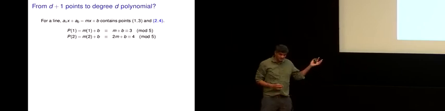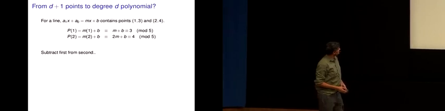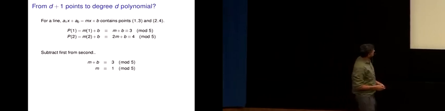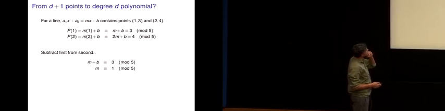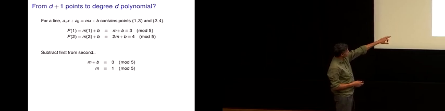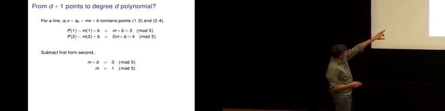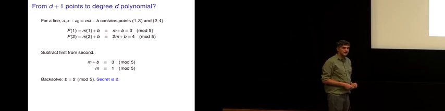Now, do you see how to solve for the m and b? It's a linear system. Yeah, we can do this. I guess we subtract the first from the second. Is that going to work? Yeah, that's the second equation here, right? I subtracted the first equation from the second equation, right? M plus b equals 3. I get 1m and no b's, right? So the slope is 1, and I can back solve and see that 2 is the answer. So the secret is 2.